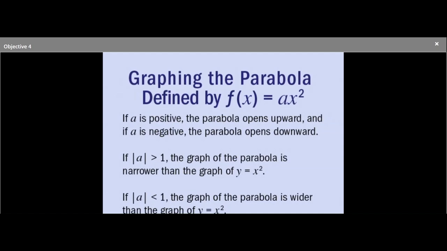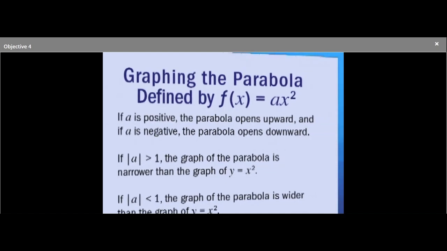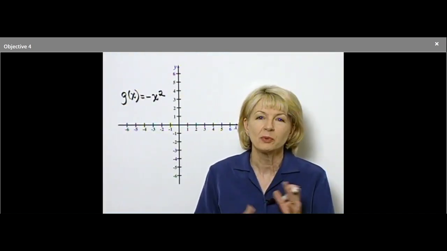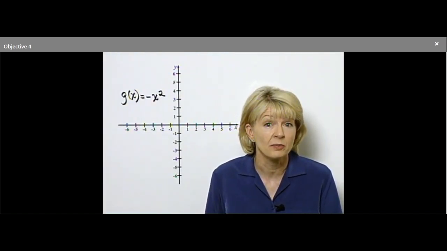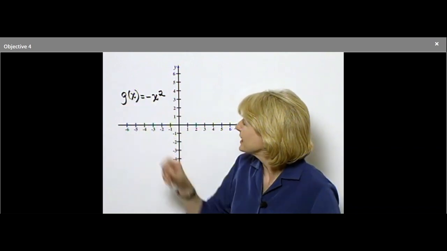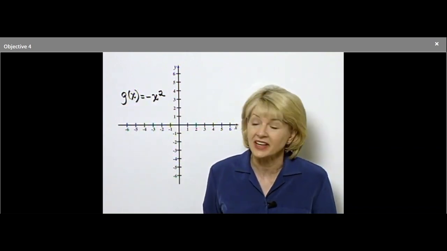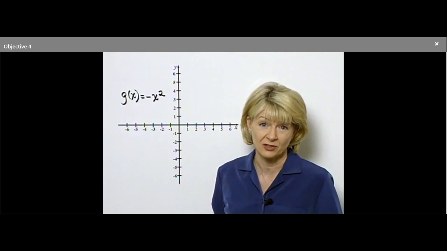If the absolute value of a is greater than 1, the graph of the parabola is narrower than the graph of y equals x squared. If the absolute value of a is less than 1, the graph of the parabola is wider than the graph of y equals x squared. We will put all of that together in just a moment, but let's look simply at this function, g of x equals negative x squared.